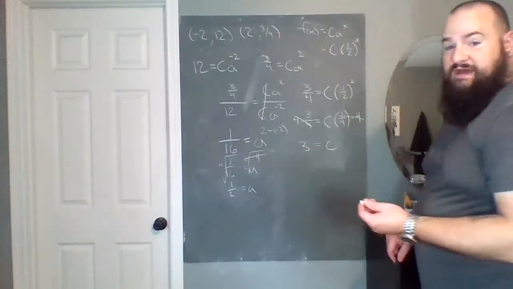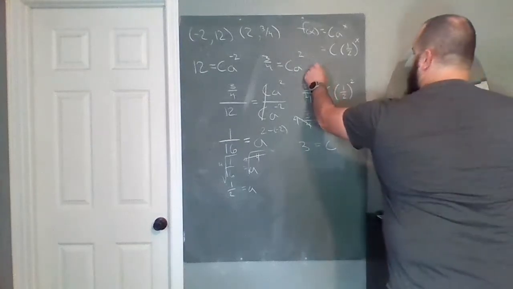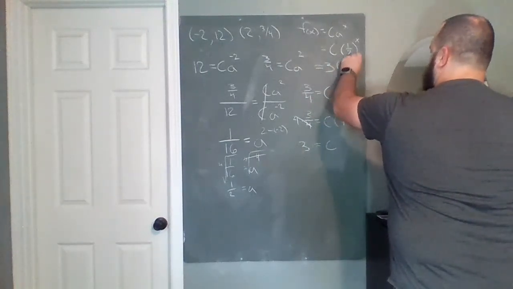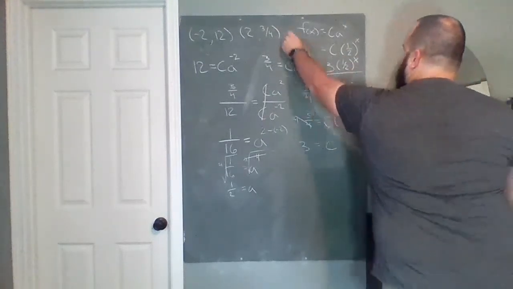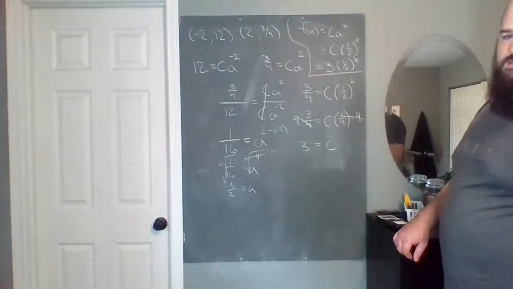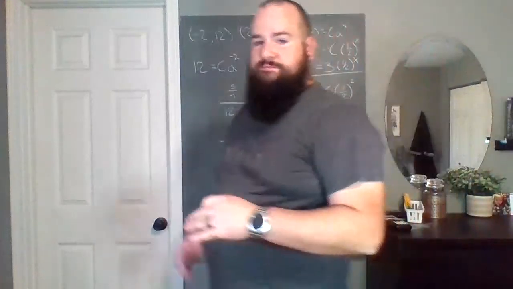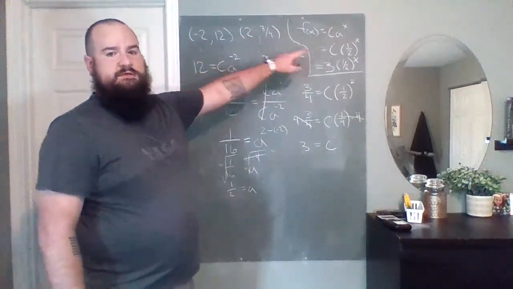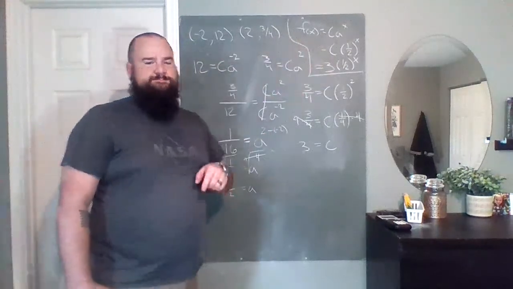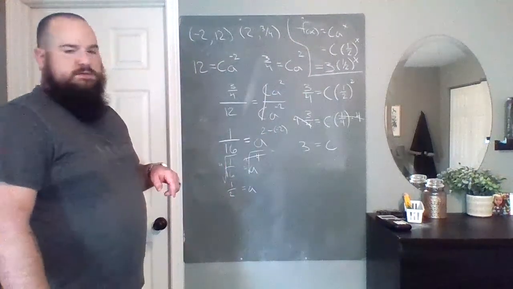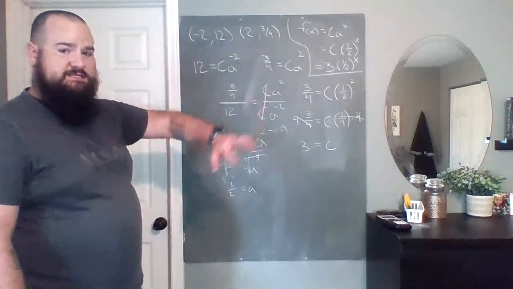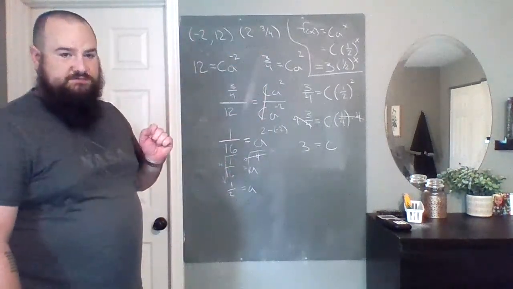So that gives me a final answer of 3 times 1/2 to the x. So the exponential function that goes through these 2 points is 3 times 1/2 to the x. Okay? Mark it down in your calendars. Guarantee you 100%. This will be on the final.